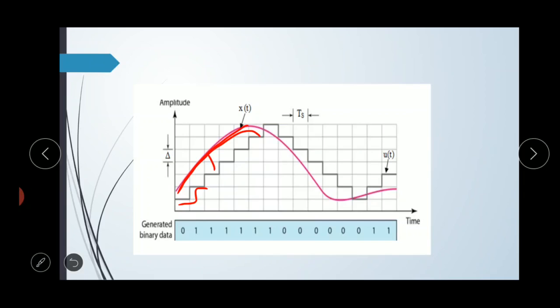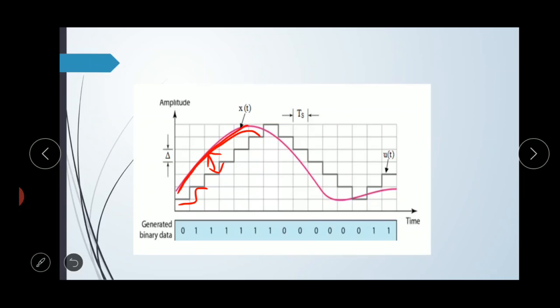Here there is a large difference present as it cannot approximate it properly. So this error is known as slope overload distortion. To reduce this error, the step size must be increased when the slope of the signal is high.